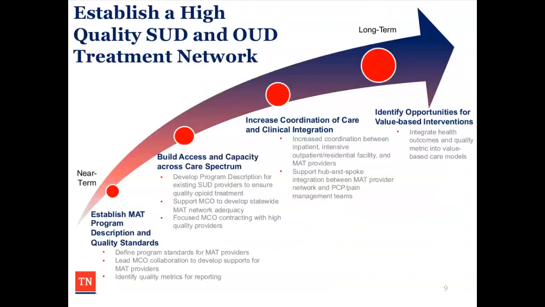As part of this, we'll see here our medium and near-term plan to really develop a high-quality SUD and OUD treatment network. In the near term, which we'll spend time on today, is really looking at the MAT program description and quality standards. That's the first step, to identify and highlight key areas where we believe that our members should have access to treatments and services, to identify ways for the MCOs to support providers on the front line providing high-quality treatment, to identify ways to share better data and transparency, and to really allow for conversations around the quality and how to maximize the chances of recovery for our members.